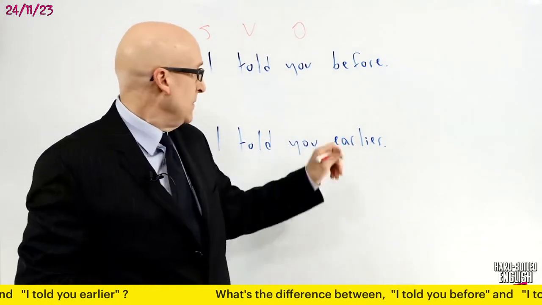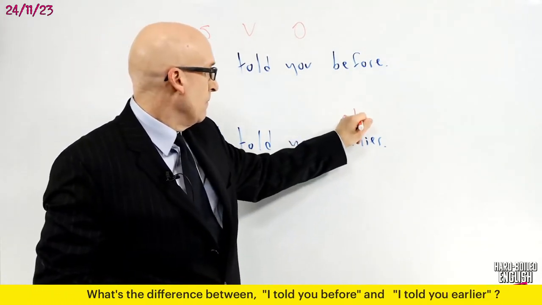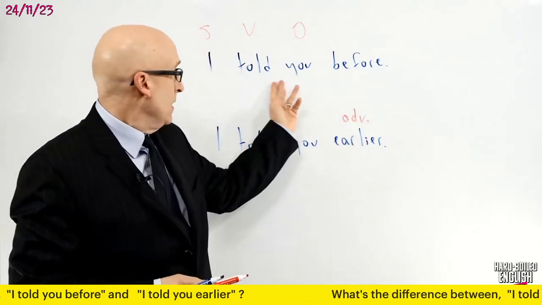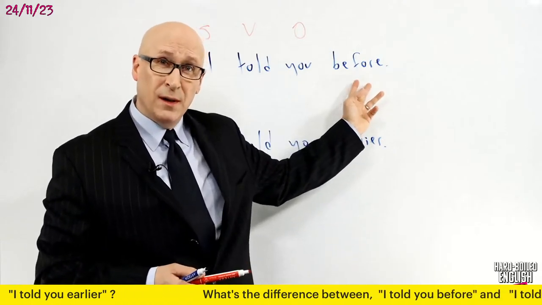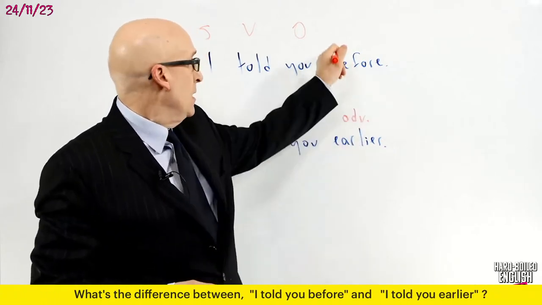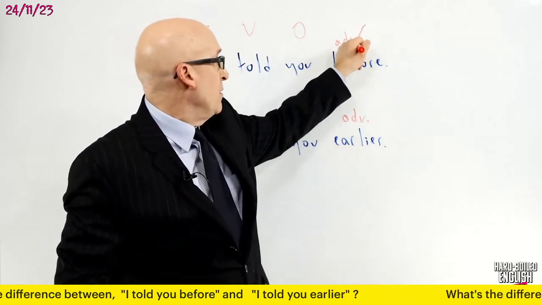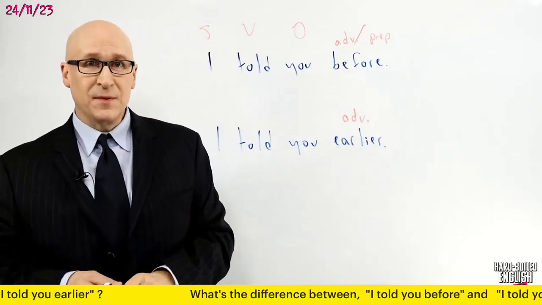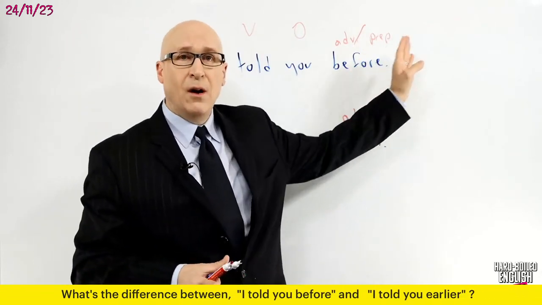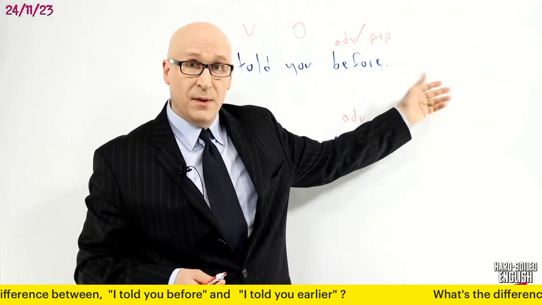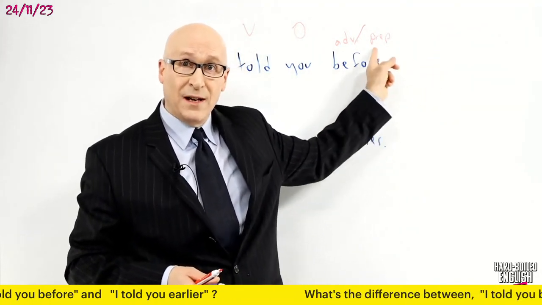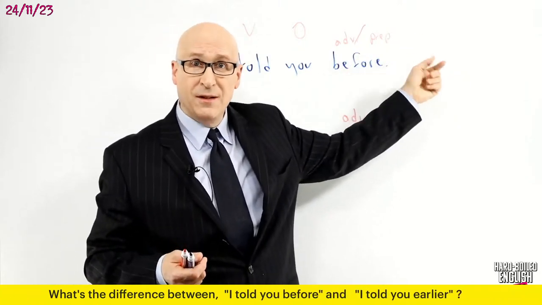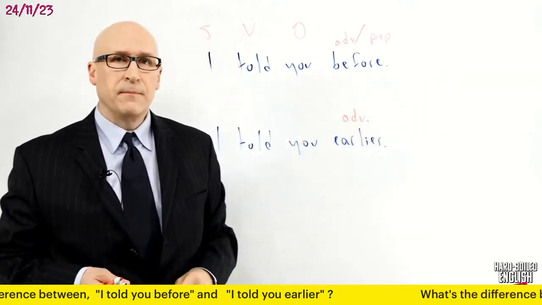And what are these? Well, earlier is an adverb. Okay? Before can be an adverb, but it often is also a preposition. And we know from previous live streams that prepositions always come before nouns. That's their job, to connect the noun. In fact, the word preposition means before, position. So before the noun position.